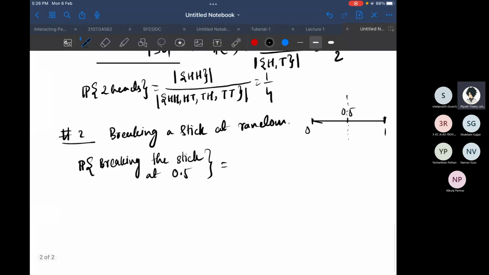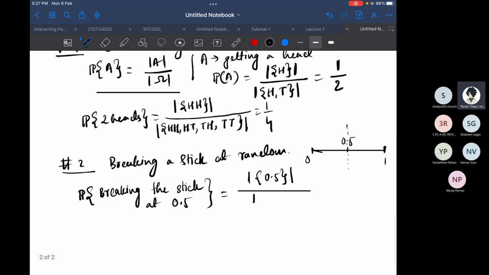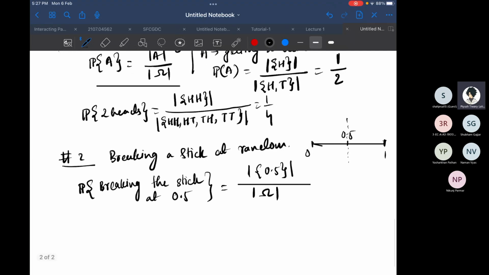So you say, okay, what is my favorable set? What is my favorable set? The cardinality of it: there is only one point that is of interest to me, that is 0.5. Now I have to put this something like this here. I hope you agree that this cardinality will be just one, right? Now I have to define the cardinality of this thing.